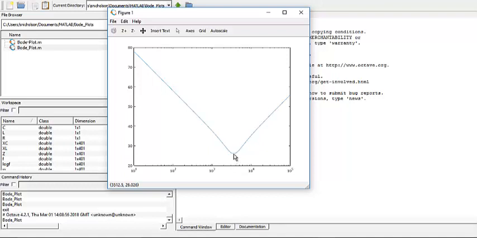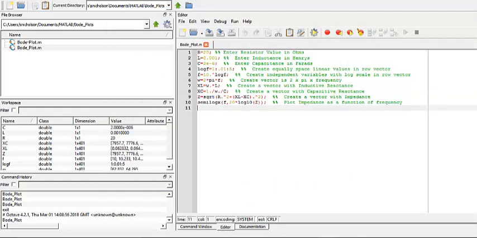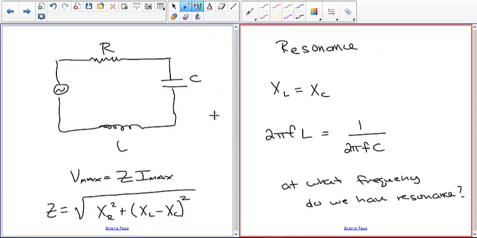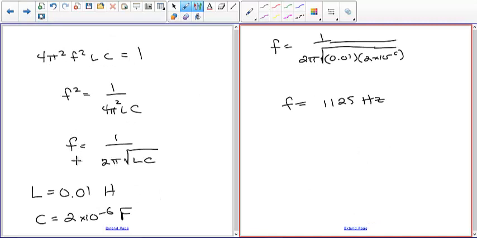Okay, and if I change the value of the capacitance or the inductance, it would change this point. And so given the values that I used in this problem, let's figure out using that formula what the resonant frequency is. Show you that it's the same thing. So I think the only thing that's different is that this was 0.001.